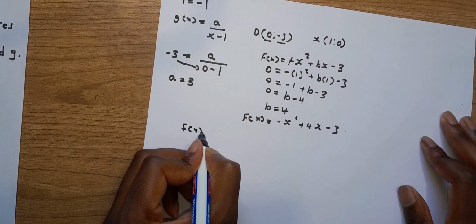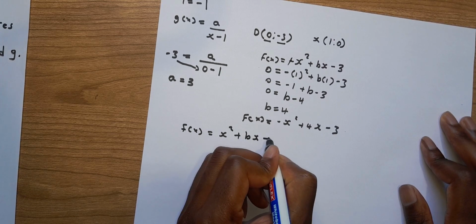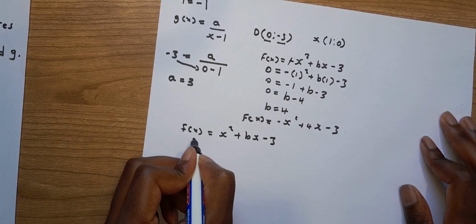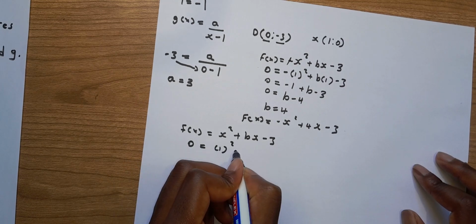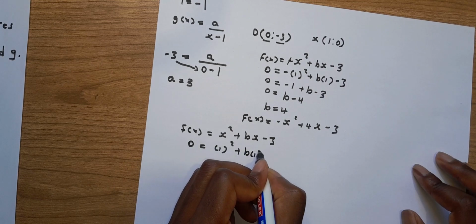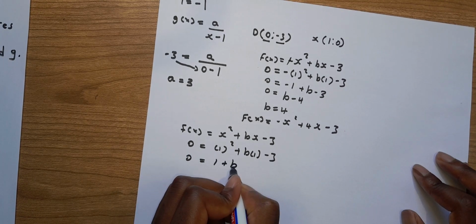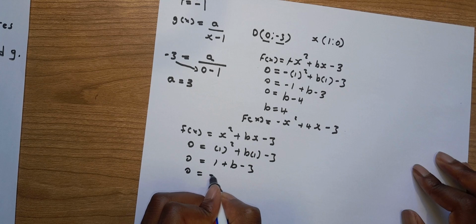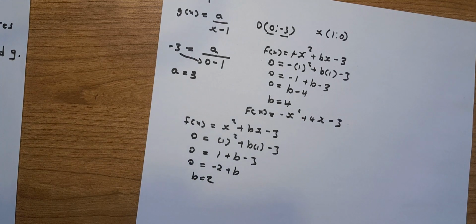So f(x) equals x squared plus bx minus 3, right? So f(1), you see what we've done? I'm doing everything. It's 1 squared plus b times 1 minus 3. So 0 is 1 plus b minus 3. 0 is minus 2 plus b, and then b actually equals 2. Yeah. And I don't know, I'm so stupid.